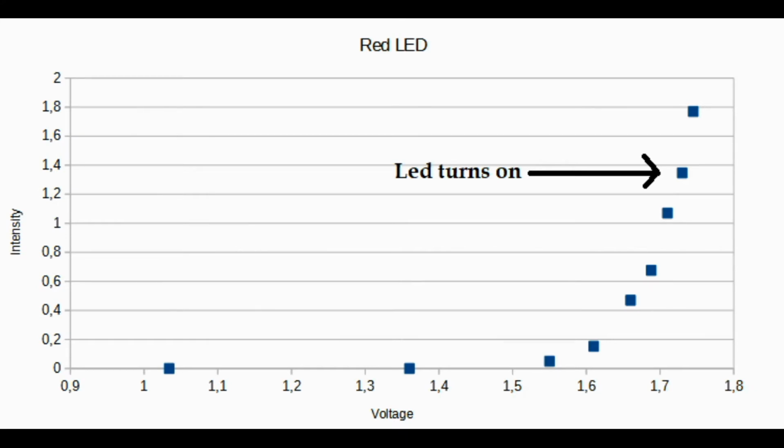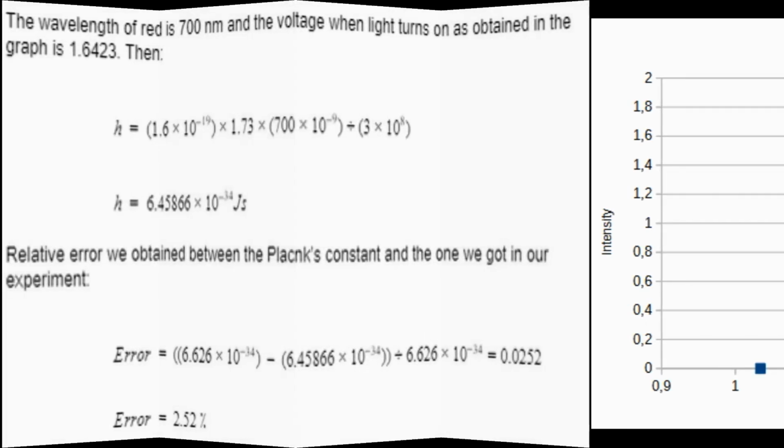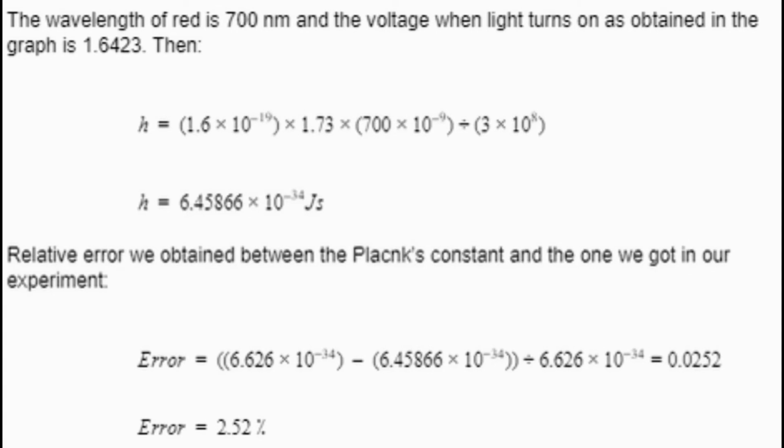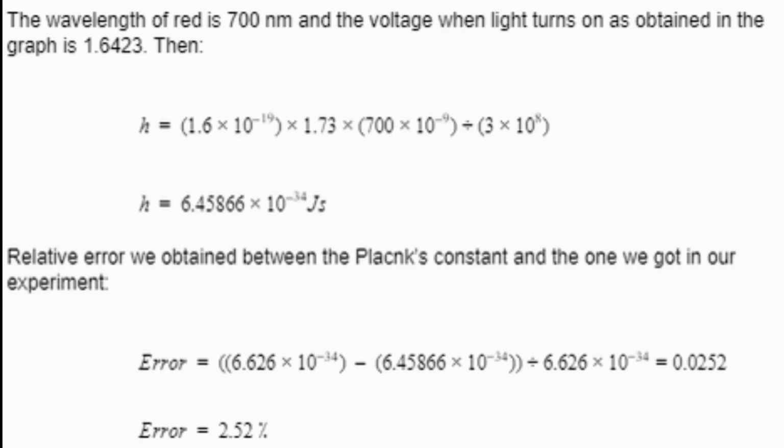constant, taking into account that the frequency is the speed of light divided by the wavelength, which in this case is the wavelength of red. The only unknown is Planck's constant. Once calculated, we were able to compare our result with the Planck constant. Hence, we calculated that there was only a relative error of 2.52% between our constant and the real one.